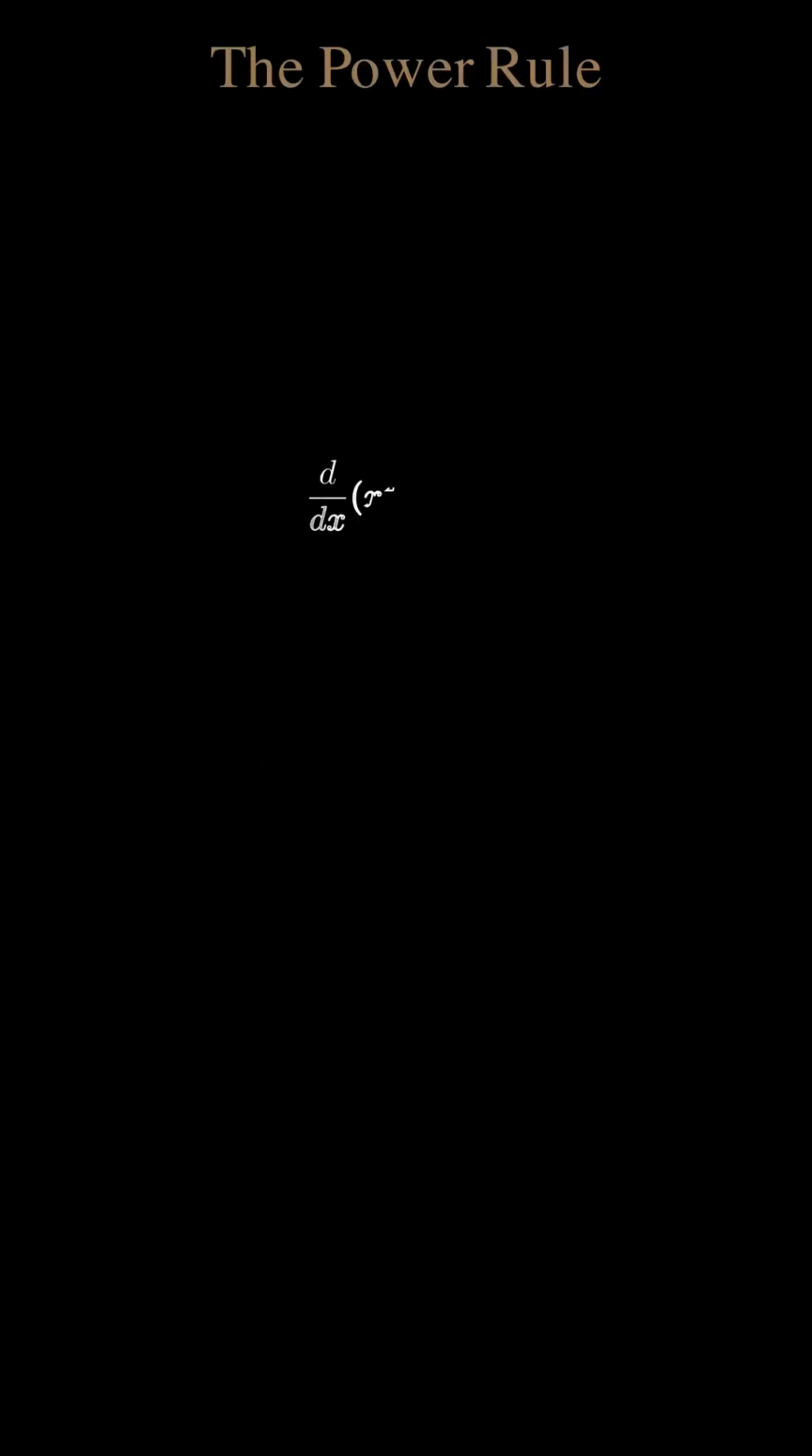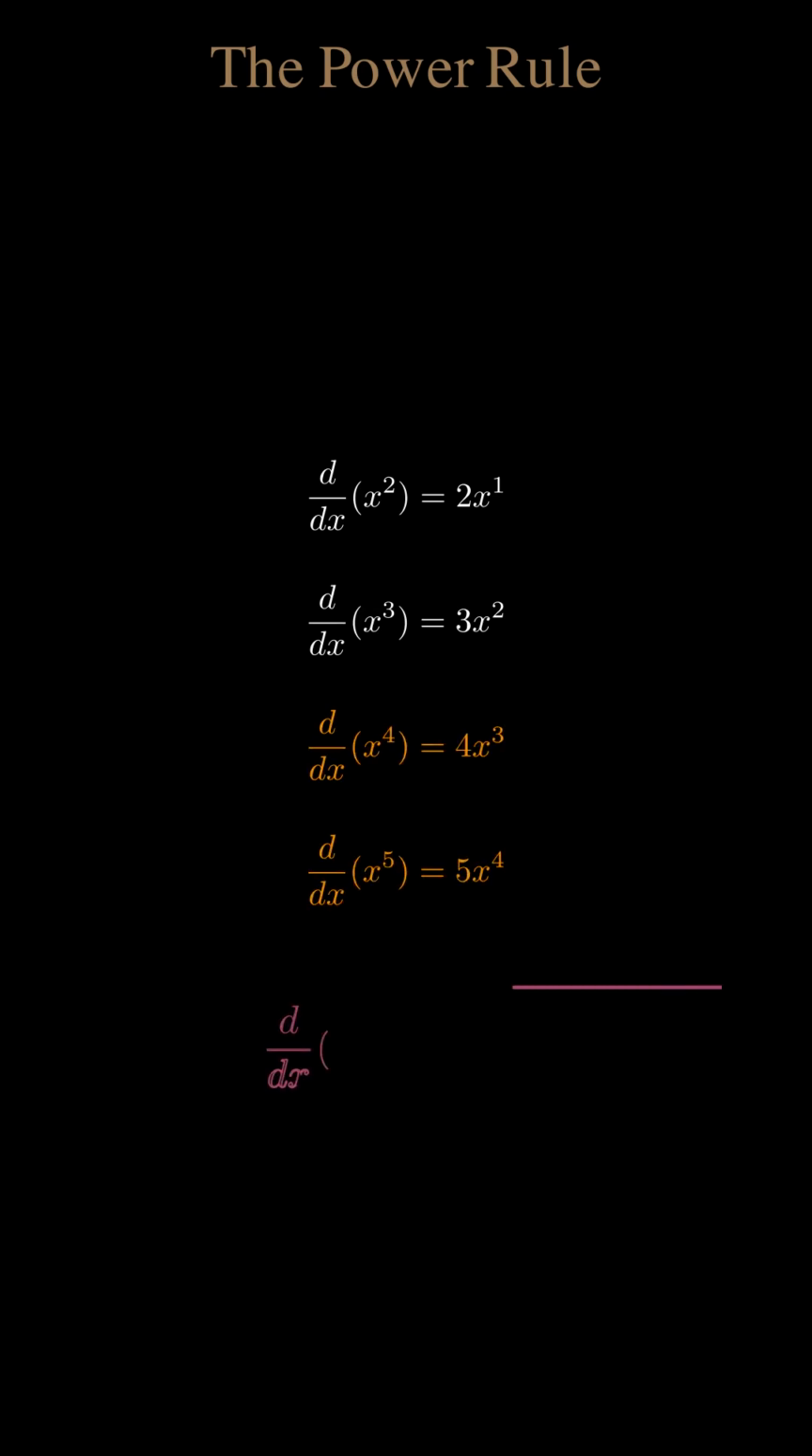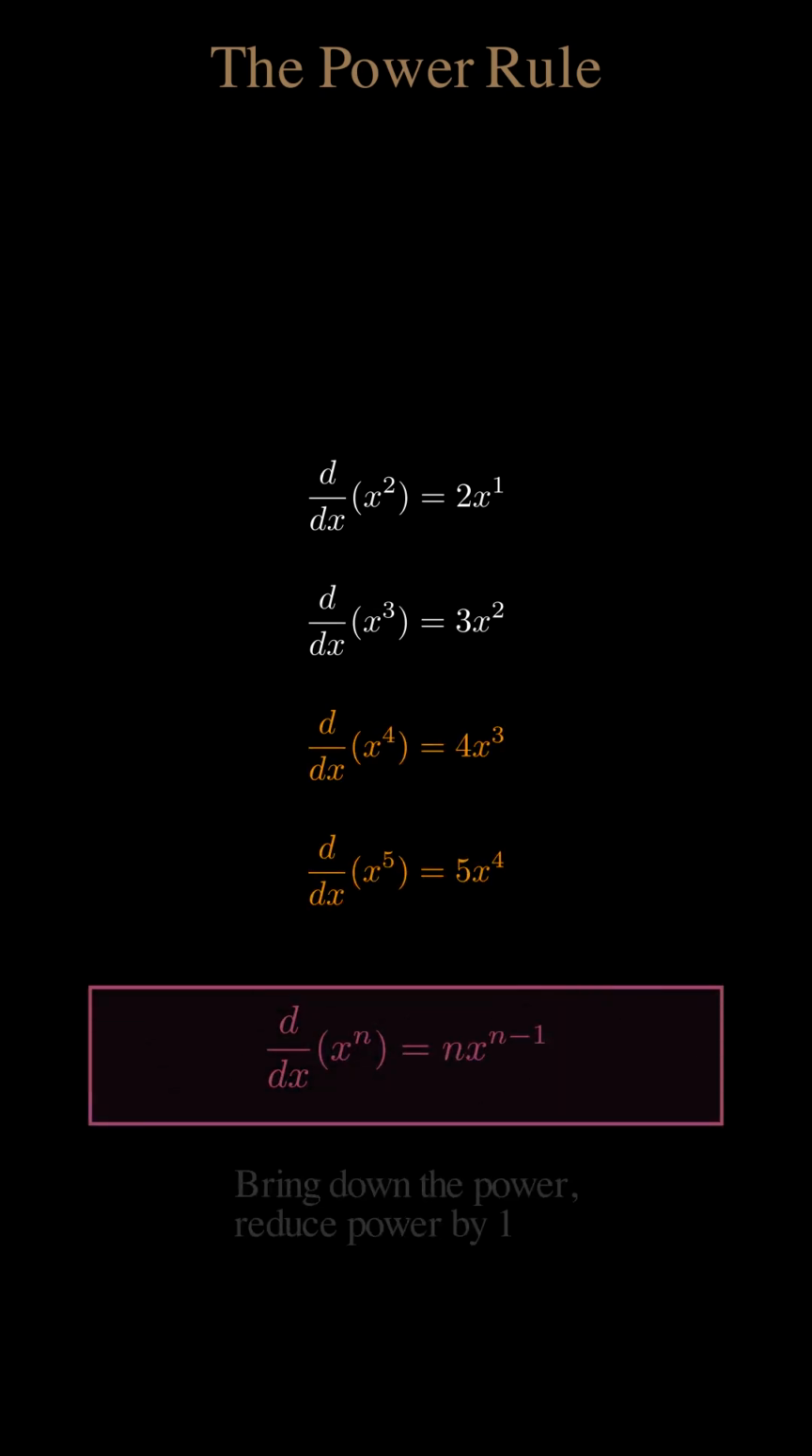Notice the pattern. For x to the power n, the derivative is n times x to the power n minus 1. This is called the power rule, and it makes finding derivatives much faster. But remember, this comes from the rigorous limit definition we just used.